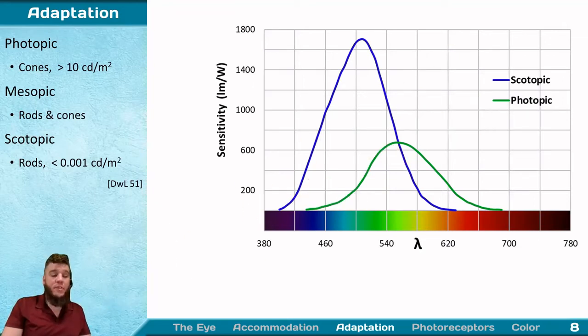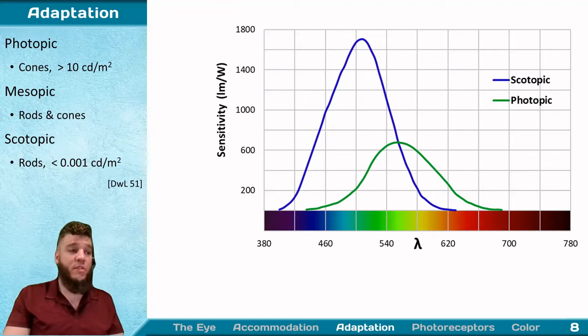Photopic vision happens above 10 candela per meter squared, which is most lighting situations you're familiar with. And this is the range of adaptation where you have excellent visual acuity, good color vision, and a great amount of detail.